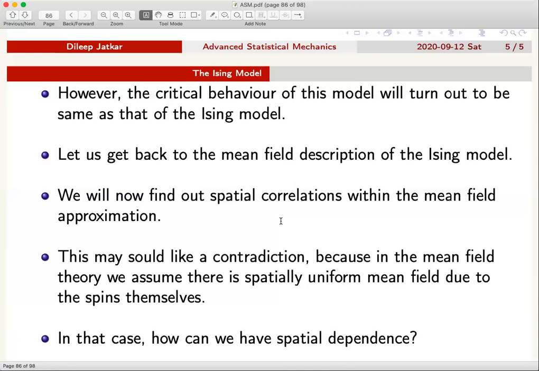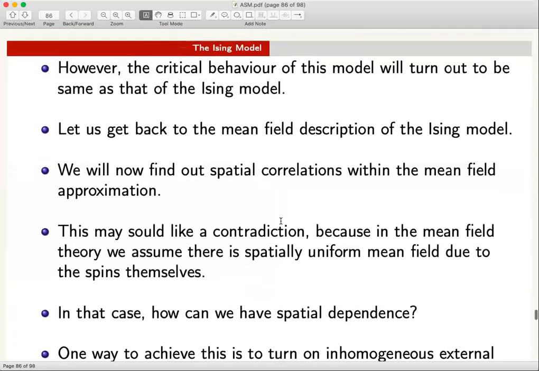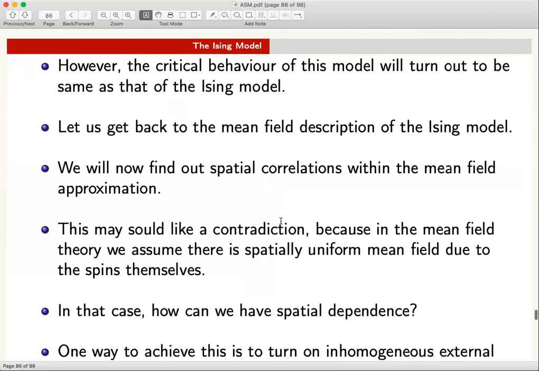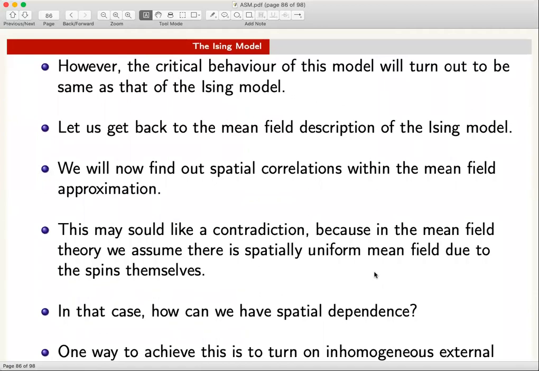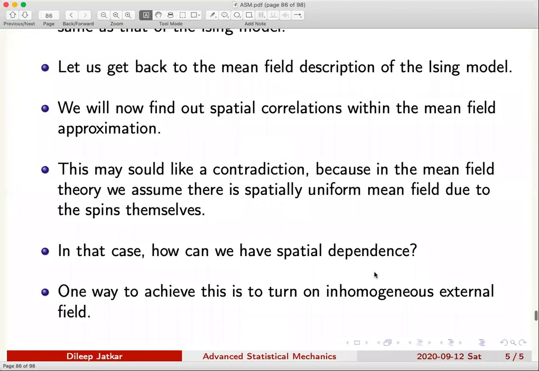Now, given that the mean field has no chance of giving you any spatial correlation, it seems like we would be asking a wrong question at this place. But one way to do this is to actually turn on an external field which is inhomogeneous. That inhomogeneous external field could generate this effect which has some kind of space dependence.